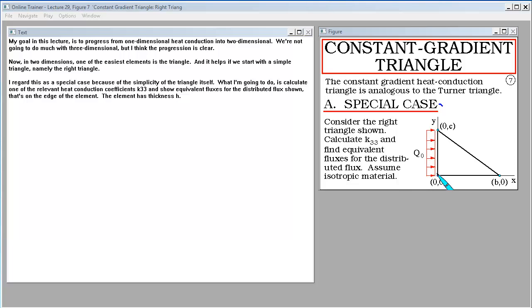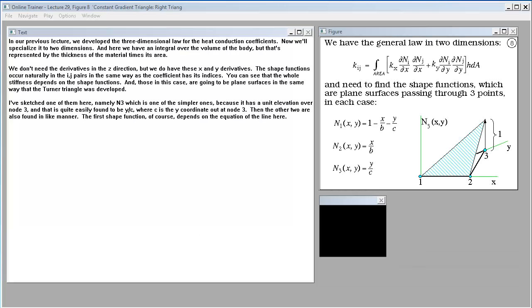I regard this as a special case because of the simplicity of the triangle itself. What I'm going to do is calculate one of the relevant heat conduction coefficients, K33, and show equivalent fluxes for the distributed flux that's on the edge of the element. The element has thickness h. In our previous lecture, we developed the three-dimensional law for the heat conduction coefficients. Now we'll specialize it to two dimensions.